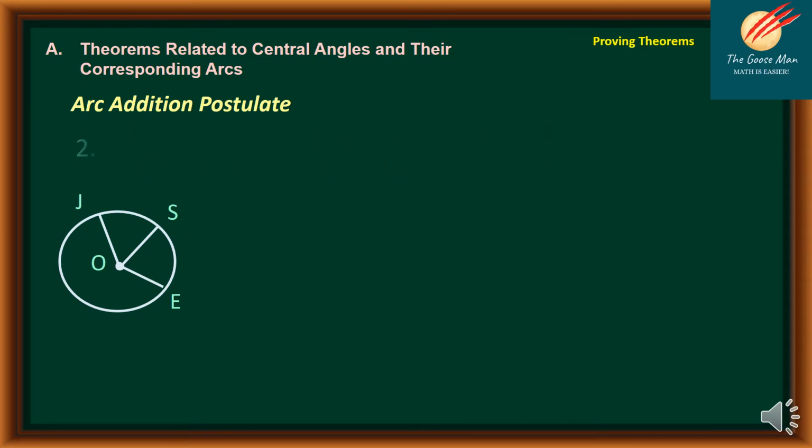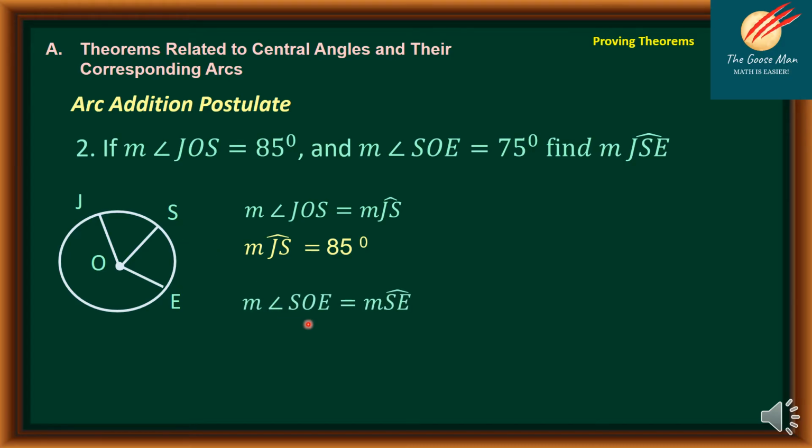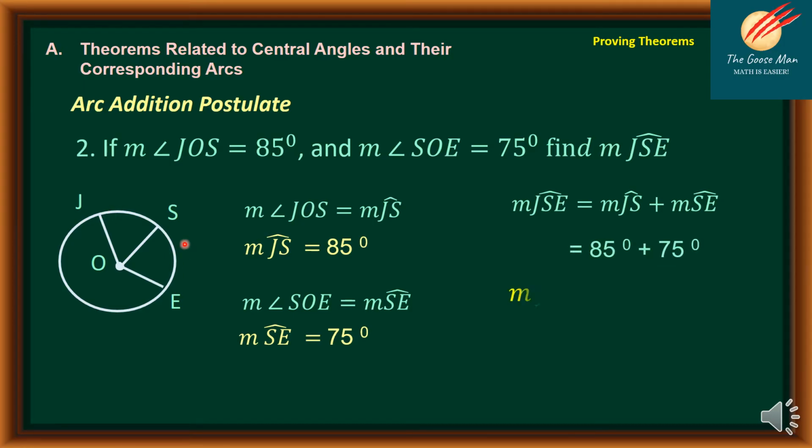Let's consider problem number 2. If the measure of arc JOS is equal to 85 degrees and the measure of angle SOE is equal to 75 degrees, we want to find out the measure of arc JSE. But let us recall that the measure of angle JOS is equal to its intercepted arc, so the measure of arc JS is equal to 85 degrees. Similarly, the measure of angle SOE is equal to the measure of arc SE, which is equal to 75. Since we want to find the measure of arc JSE, we combine these together: 85 plus 75 is equal to 160 degrees.